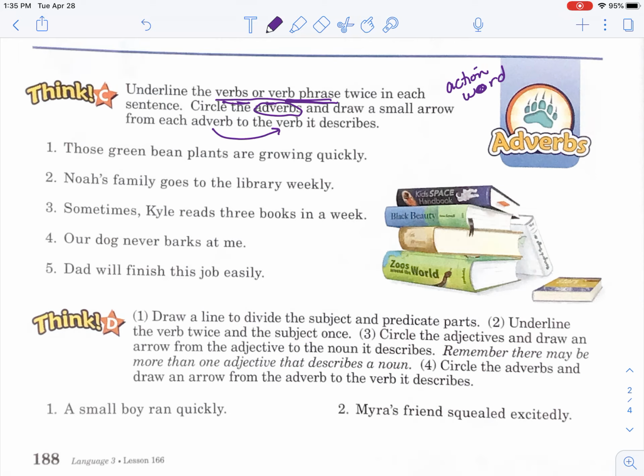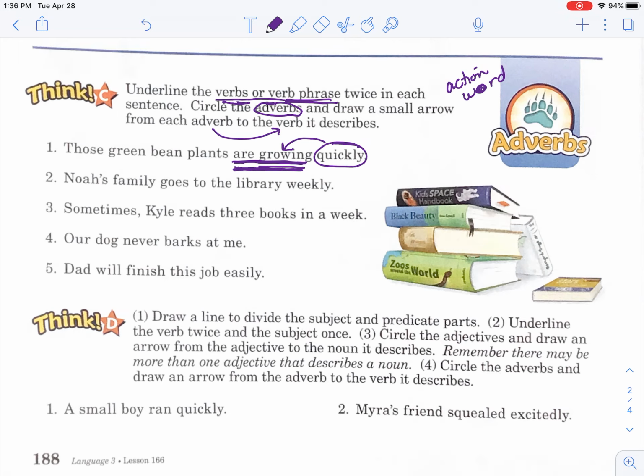Let's look at the first one. Those green bean plants are growing quickly. Are growing quickly. Ooh, I think growing, but I see something. Are growing. It's a verb phrase. Are is a helping verb. Don't forget that one. Are growing. Have grown. Will grow. Are growing. It is a verb phrase. How are they growing, boys and girls? Those green bean plants. Green is not an adverb because that's describing the plants, not the verb. The green bean plants. Nope. It's how are they growing? They are growing quickly. How are they growing? Quickly. Draw an arrow from the adverb to the verb it describes. There we go.